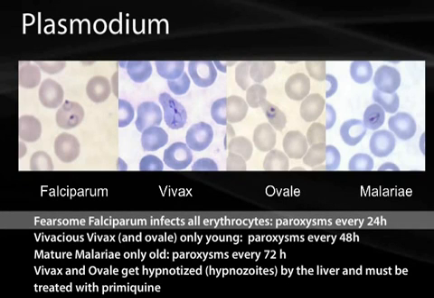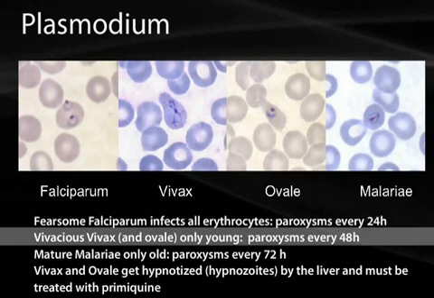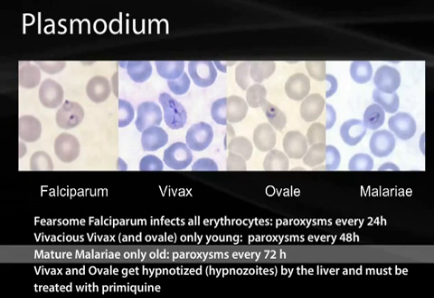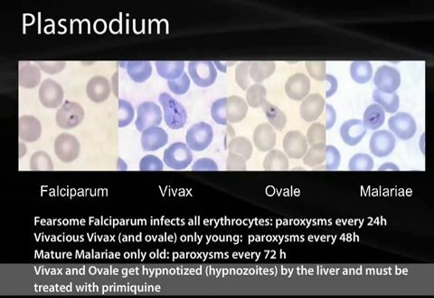Falciparum is fearsome because it infects all the erythrocytes at once, as we talked about, and they can get paroxysms every day. As we talked about before, vivax and ovale usually attack the young cells and have every 48-hour paroxysms, whereas malariae is only in the old cells, and they get paroxysms every 3 days. Vivax and ovale form hypnozoites in the liver and must be treated with primaquine.